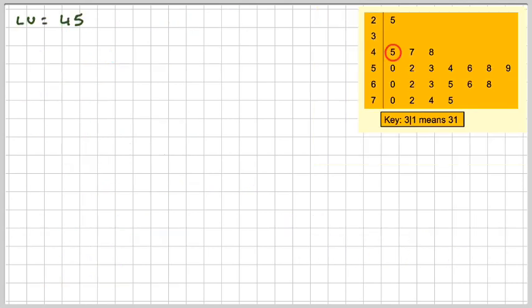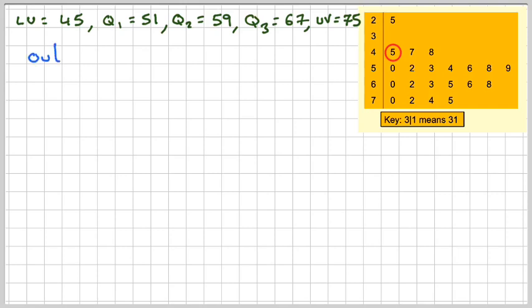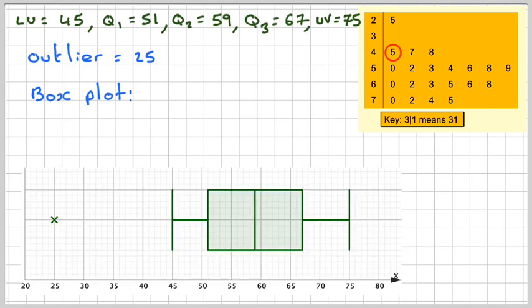Right, we're now in a situation where we have to draw the box plot. Now, because we have an outlier, the lowest value is now going to be 45, this one here. Bear that in mind when we draw the box and whisker plot. So it's Q1 and Q2, Q3, and the upper value. There was one outlier at 25, so drawing the box plot, and I did this one on GeoGebra, we will need to put an X here. So this is the box plot for those values.